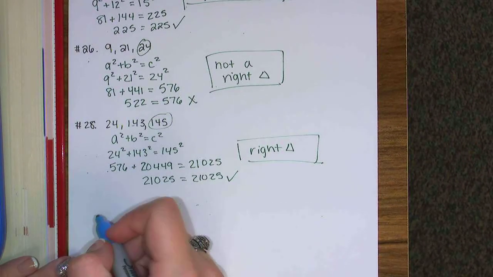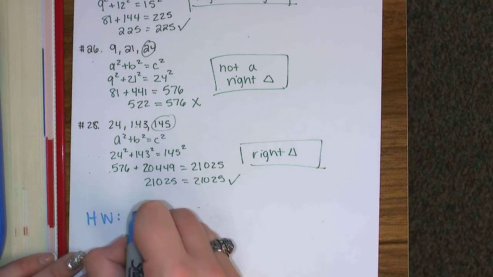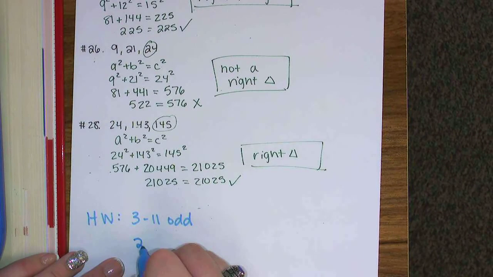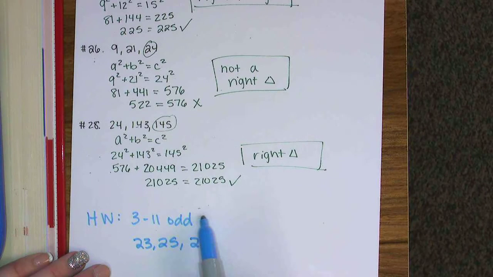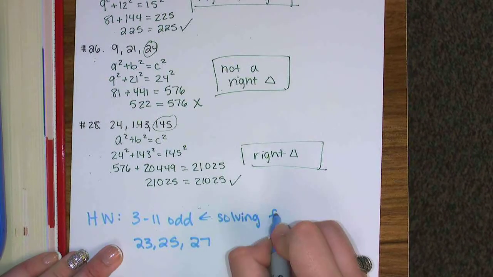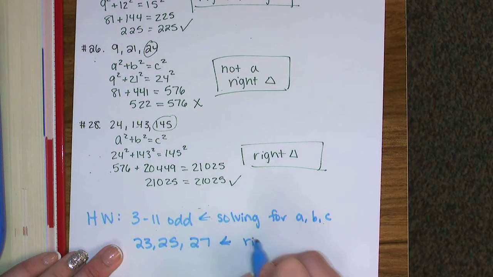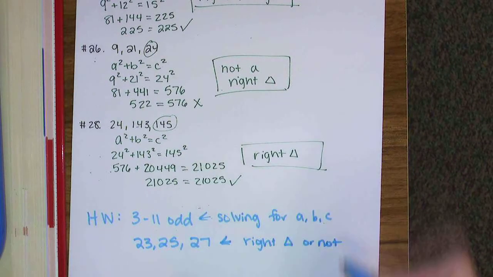So, all that being said, your homework for this section is 3 through 11 odd, and 23, 25, and 27. So the first set is solving for A, B, or C. And then this one is right triangle or not. So, the last set of problems we did here.